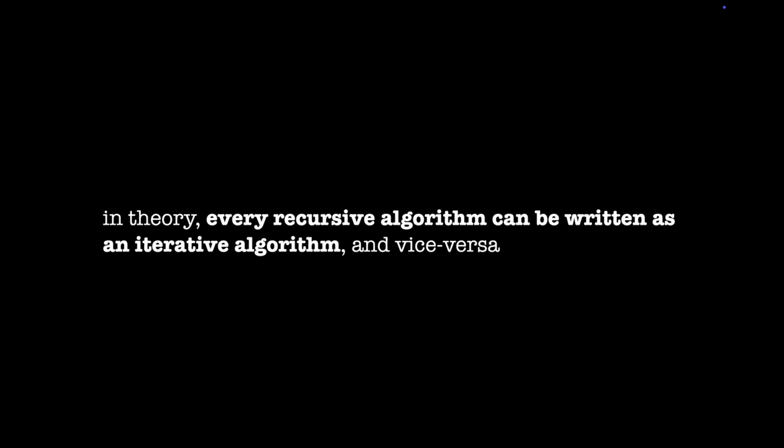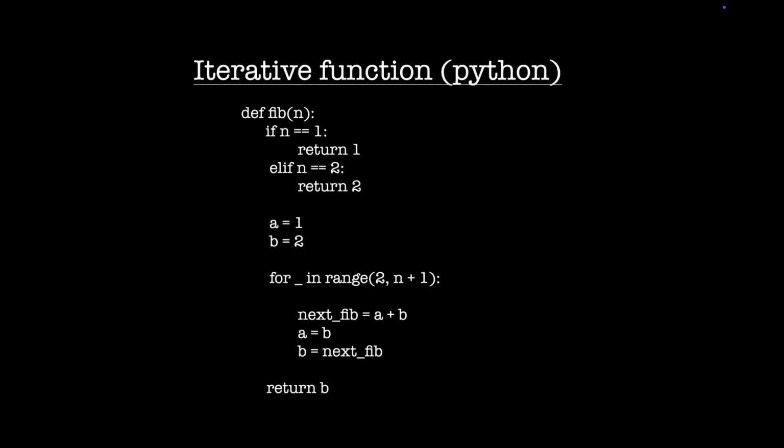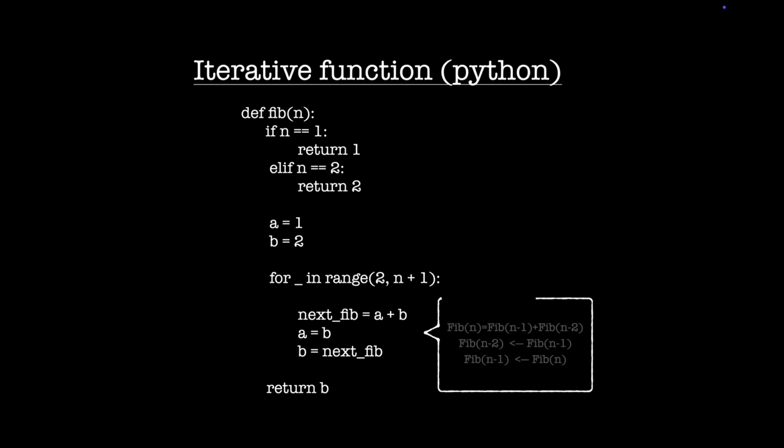Regarding the iterative approach, we'll jump straight into the Python code of the algorithm. The first part of the code is just the same as the previous one, and the new thing we have here is this for loop. Basically, for each iteration, this for loop finds the next Fibonacci number and updates the A and B variables, which should always store the previous two Fibonacci numbers. After the loop is over, the variable B should contain the nth Fibonacci number we are looking for.